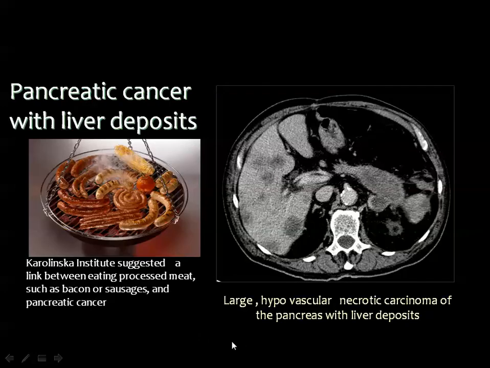And this is the case of pancreatic tail tumor with significant enlargement of the pancreatic tail showing heterogeneous contrast enhancement. And in the liver, you can appreciate the presence of multiple focal hepatic lesions representing metastatic deposits. And it is usually stated in the literature that this type of pre-processed meat is one of the predisposing factors for pancreatic cancer.